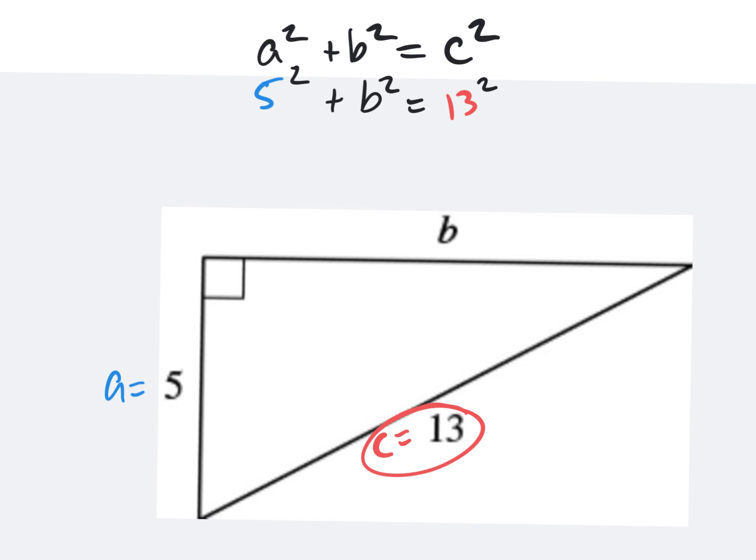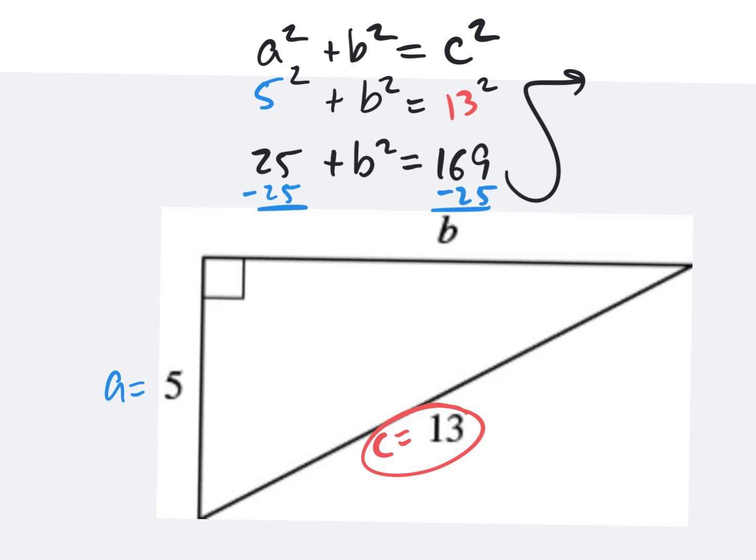Of course, simplify first. 5 squared is 25. Rewrite the plus b squared. Rewrite the equal sign. 13 times 13 is 169. And then from there, we want to get b by itself. So we're going to subtract 25 and subtract 25. And that will give us, let me write my equation up here, b squared is the only thing left on the left side. And 169 minus 25 is 144.